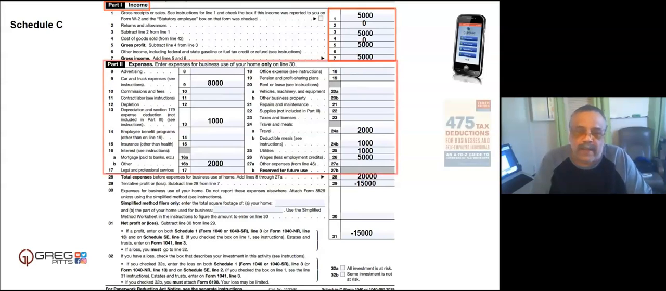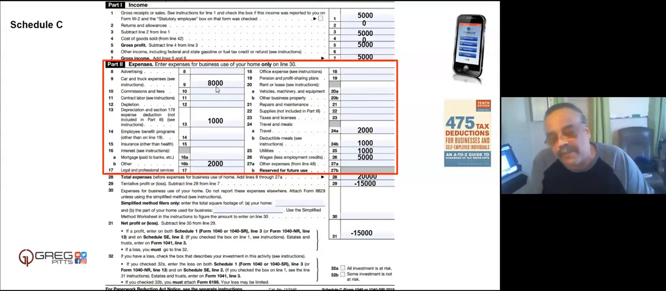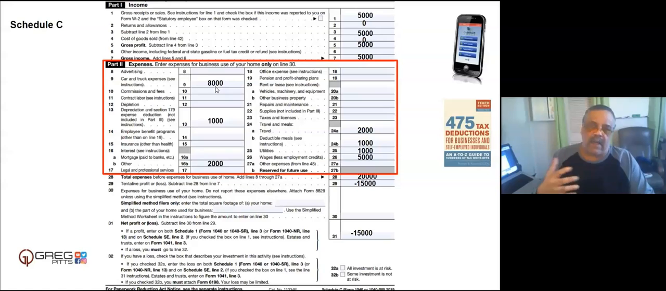Your expenses. This is how we show that $20,000 worth of expenses. In this example, we're using $8,000 as the car and truck expenses. At 56 cents a mile, I can promise you $8,000 is not hard to get. Well, in my case, it's not because I have a business that required use of my vehicle.